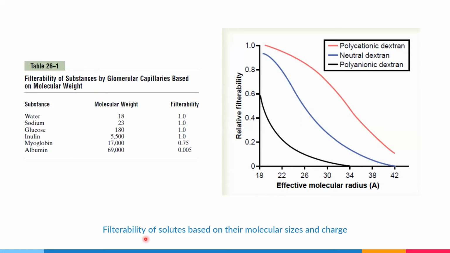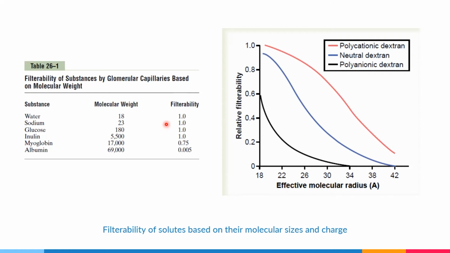Next, we look into the filterability of solutes based on molecular sizes and charge. First, we have a table which shows us the filterability of substances based on molecular weight. As we can see, low molecular weight substances such as sodium, water, and glucose, with water having a molecular weight of 18, have a filterability of 1, or 100%.